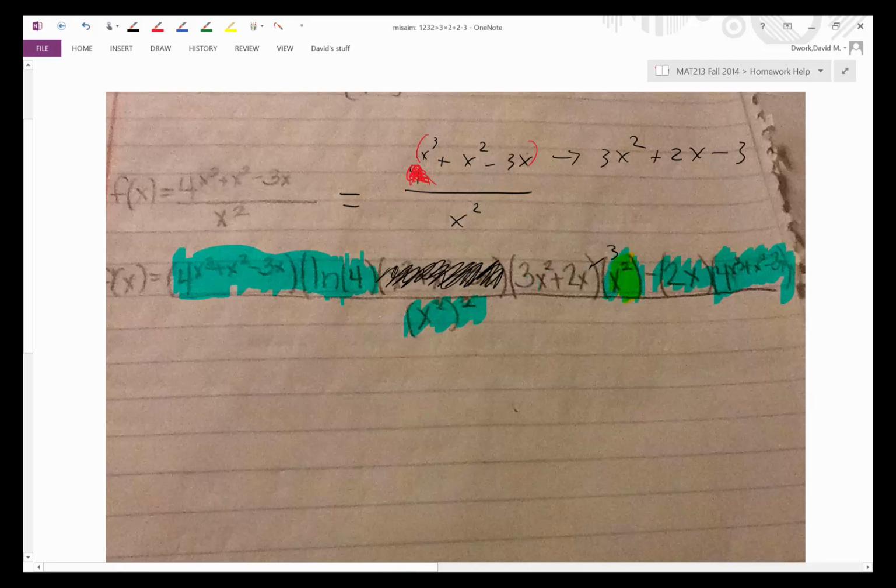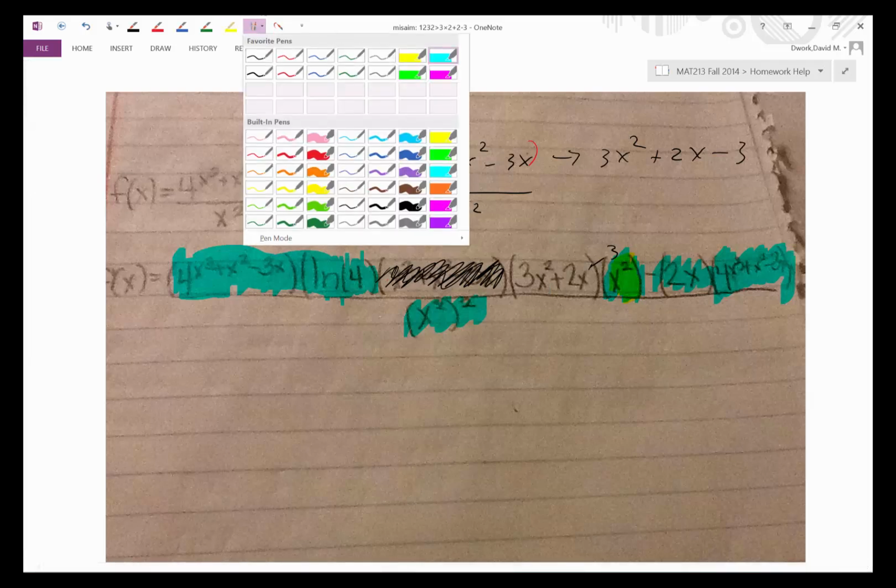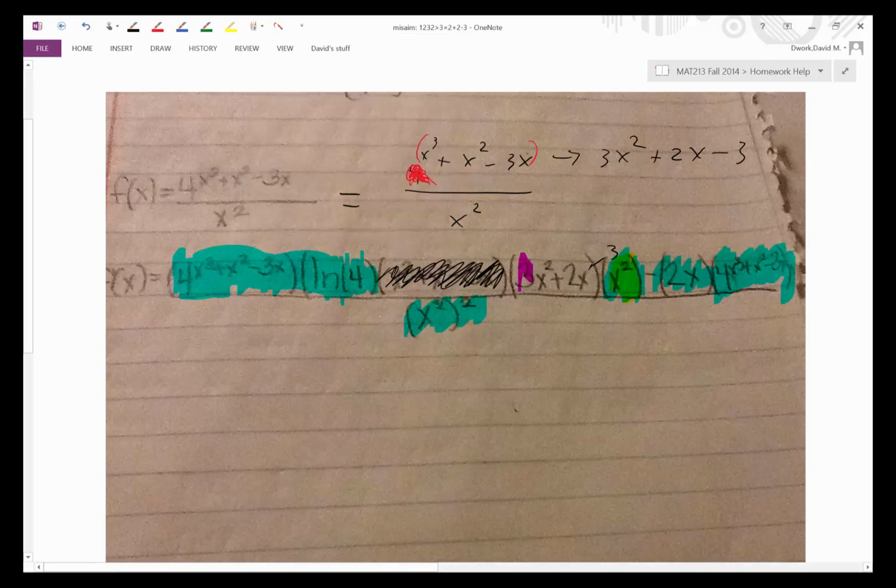Oh, excuse me. And then anywhere that's not highlighted either needed to go away, or this one that I'm going to do in purple right here just needed a little tweak right there. Remember, just need to add in the negative 3 and you would have had it perfect. All right, I hope that helps.